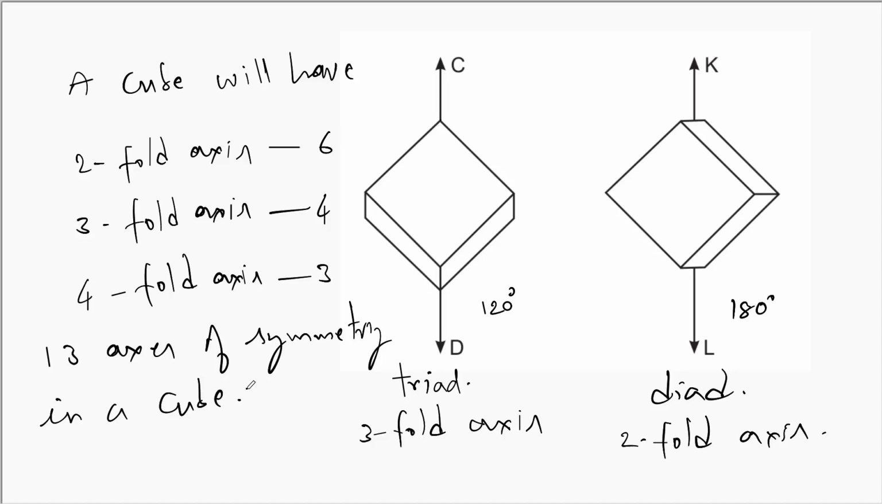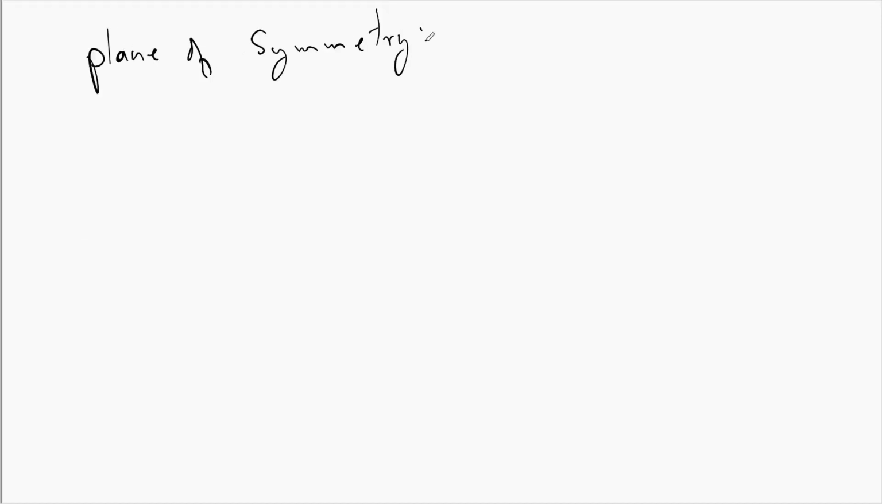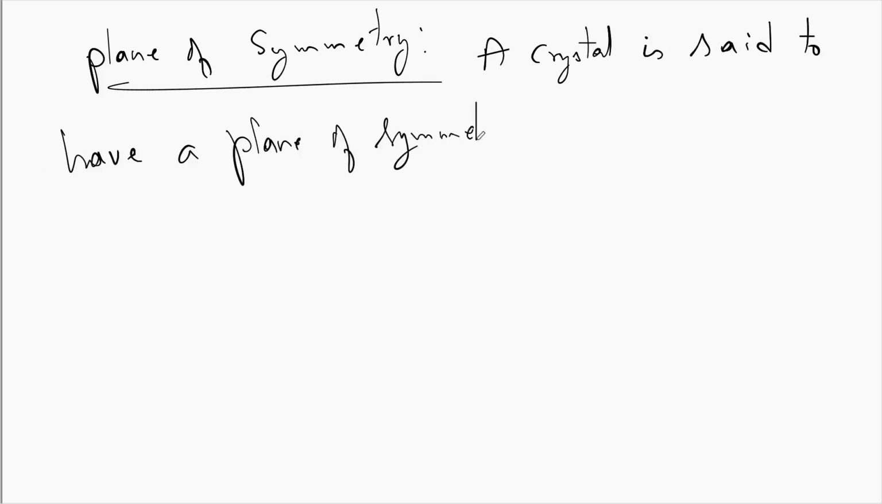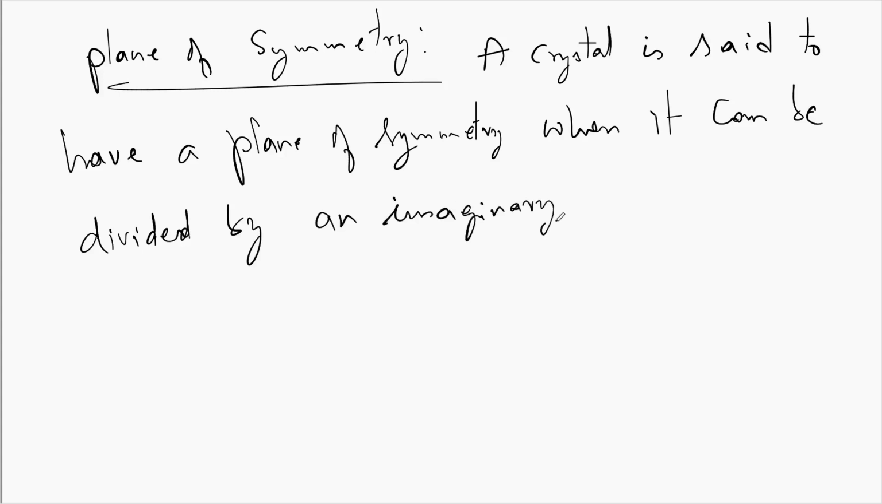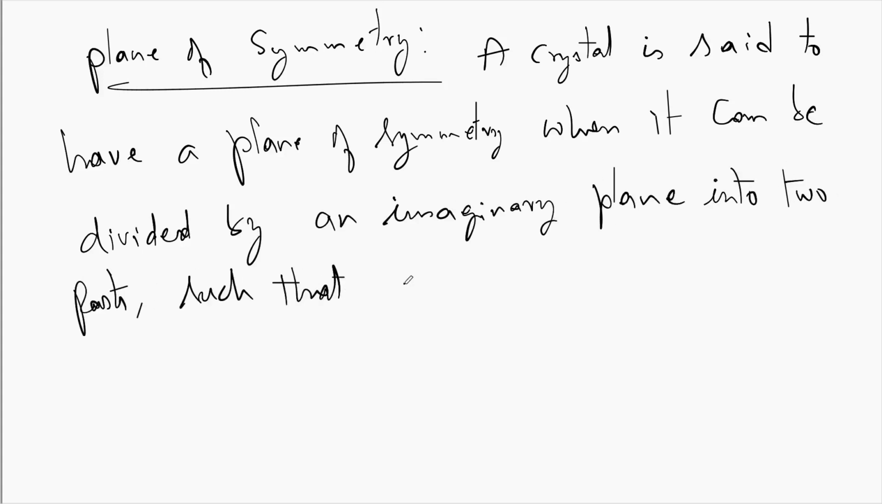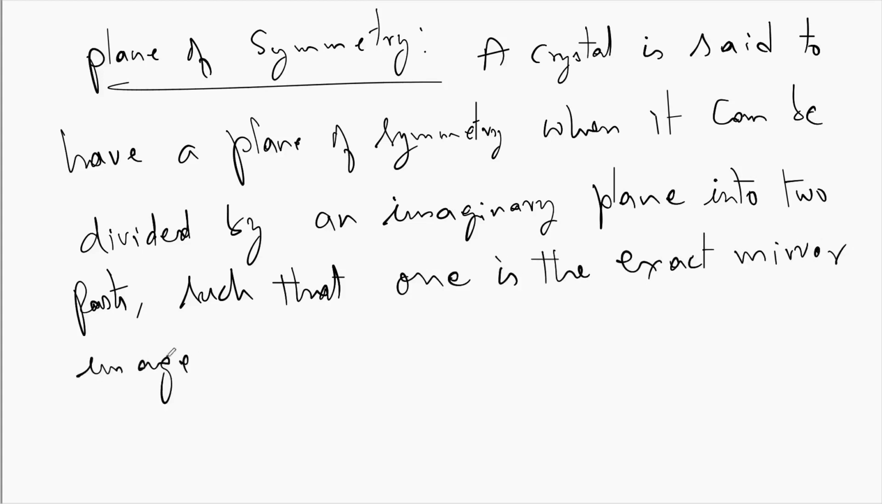Now we shall look at the plane of symmetry. A crystal is said to have a plane of symmetry when it can be divided by an imaginary plane into 2 parts such that one is the exact mirror image of the other.